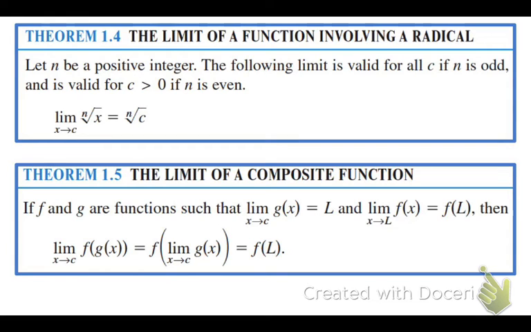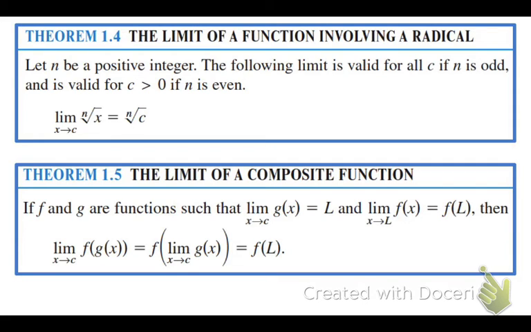This rule works if n is odd. If n is odd, it works every time. Got it? But if n is even, which is the root, can you take an even root of a negative number? No. So if c is negative, it won't work if n is even. You're going to see it. You don't have to remember that because you know you can't take it.